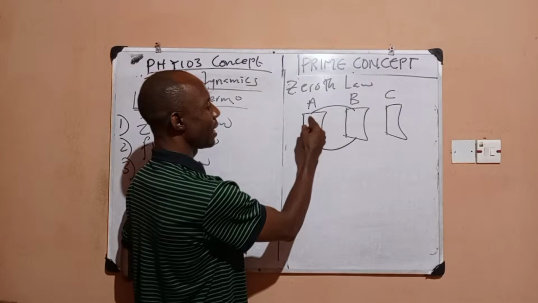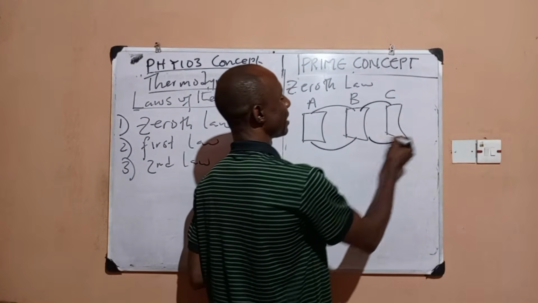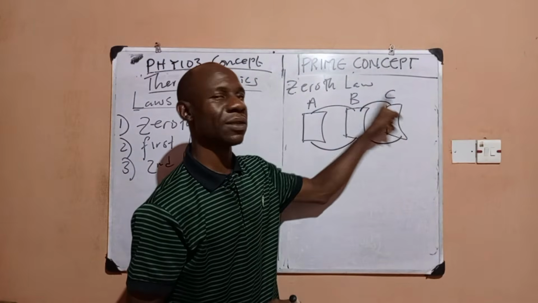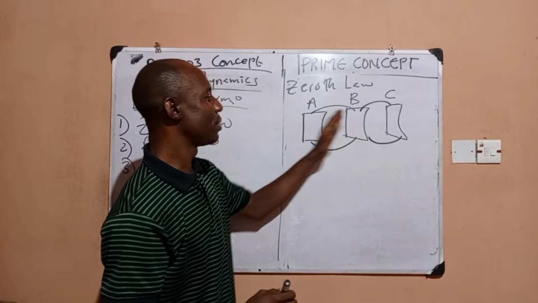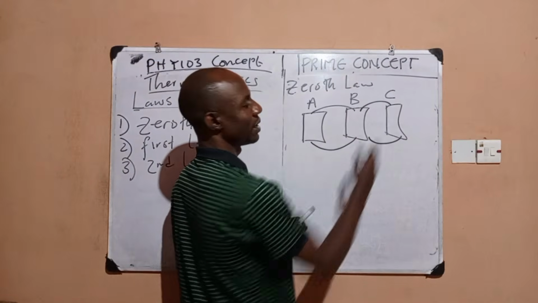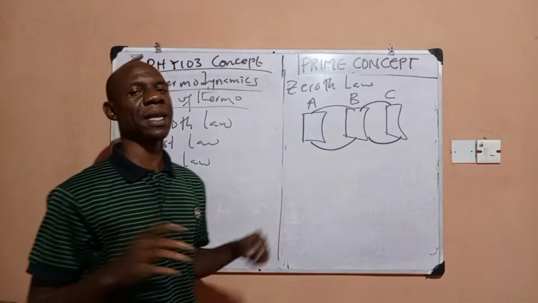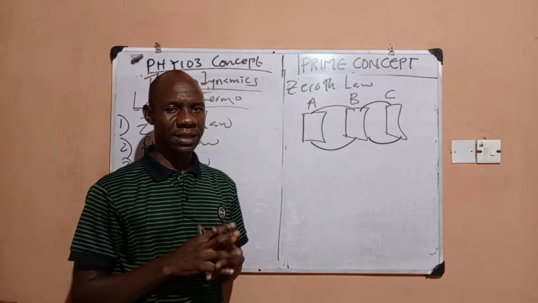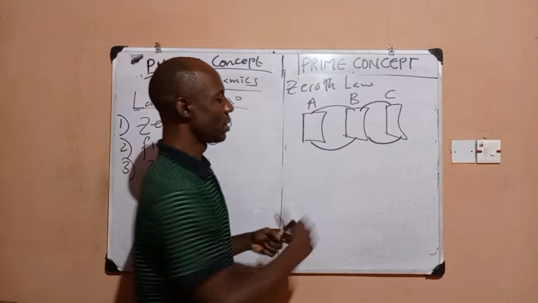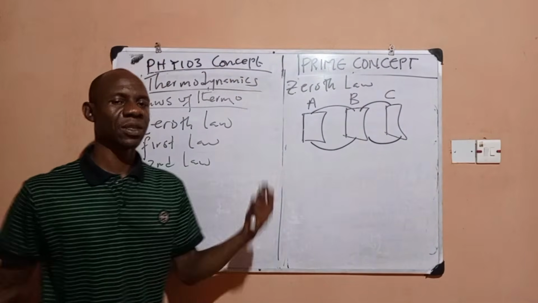Yes. Now, if A and B are in thermal equilibrium, and then B and C are in thermal equilibrium separately, that is to say, the rate at which this is transferring to this is the rate at which this is transferring to this. So A and B are separately in thermal equilibrium from B and C. Then A and C will also be in thermal equilibrium. Do you understand it? Yes, and it makes sense. It's a natural law. If these two are in equilibrium, these two are in equilibrium, automatically these two will be in equilibrium. That's what the law is saying.